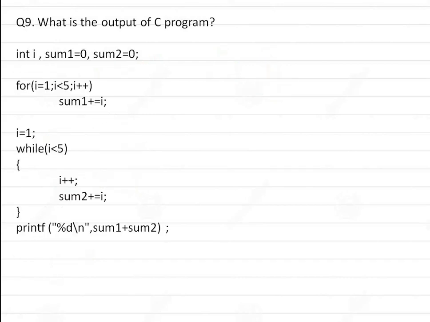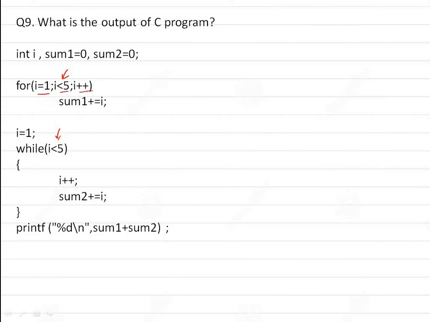Next question. This is the example where two loops are there. The first loop is a for loop and the second is a while loop, and the test expression which you can see is similar, i less than 5 and again i less than 5, but we have to be careful about when these two loops are executed. So let us start with the first loop, for i = 1, i < 5.